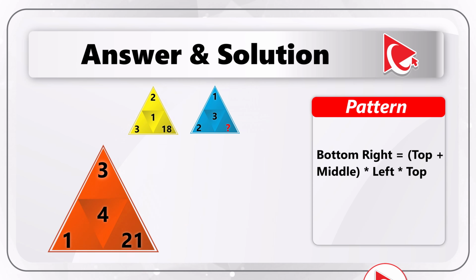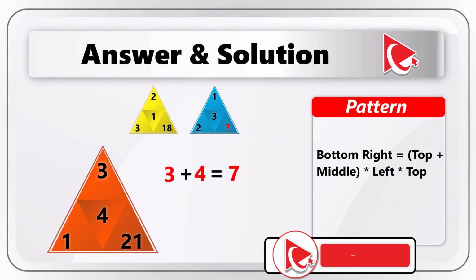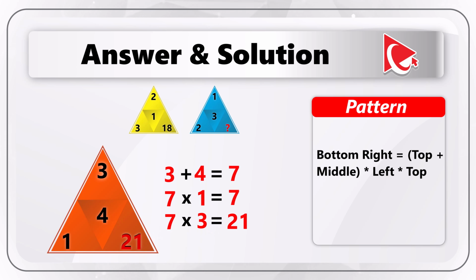Calculations for the second triangle would be very similar. 3 plus 4 equals 7. 7 multiplied by 1 equals 7. And 7 multiplied by 3 equals 21, which is precisely the number in the bottom right corner.